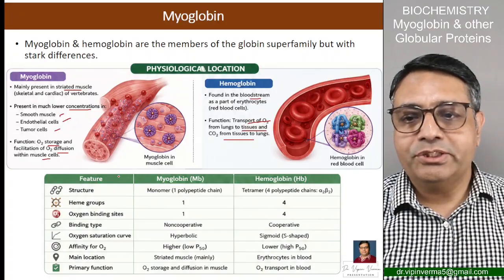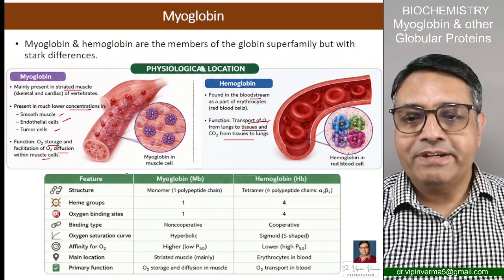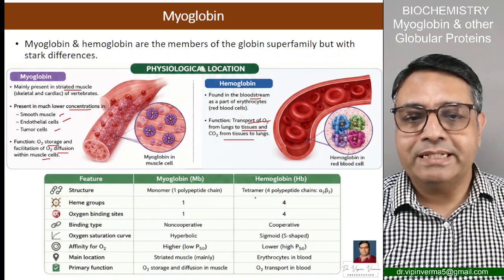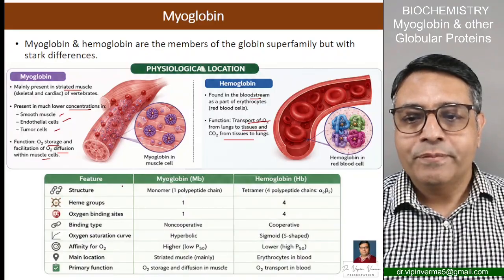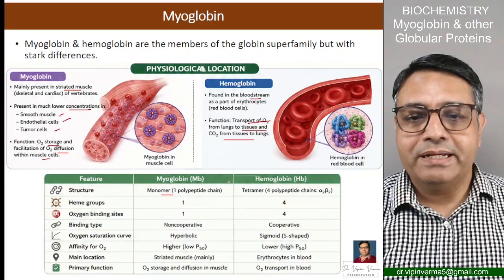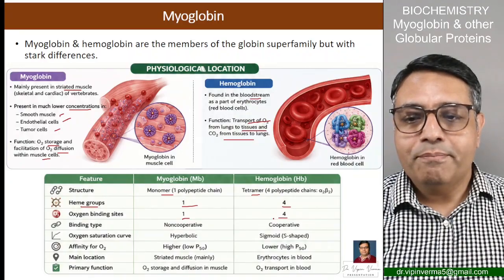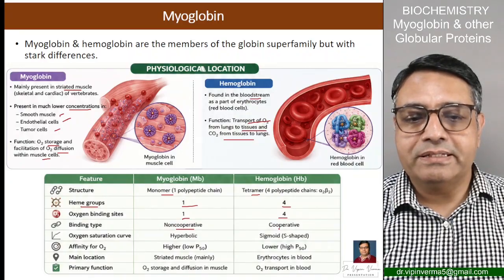Now this is just a comparative table showing the features and how they are distributed among these two. So the structure is monomeric in the case of myoglobin, and it is tetrameric in hemoglobin. The heme groups are just one, here it is 4. Binding sites are 1 and 4. Binding type is non-cooperative, here it is cooperative.